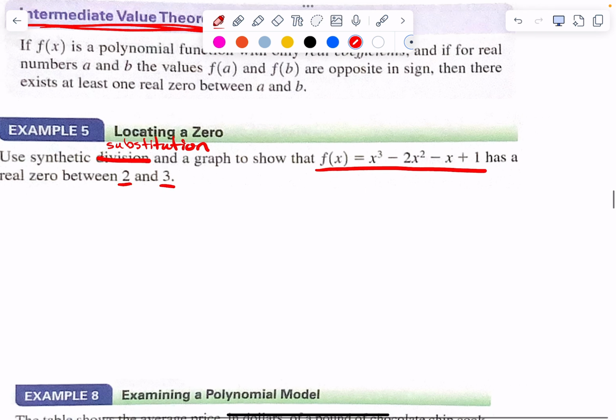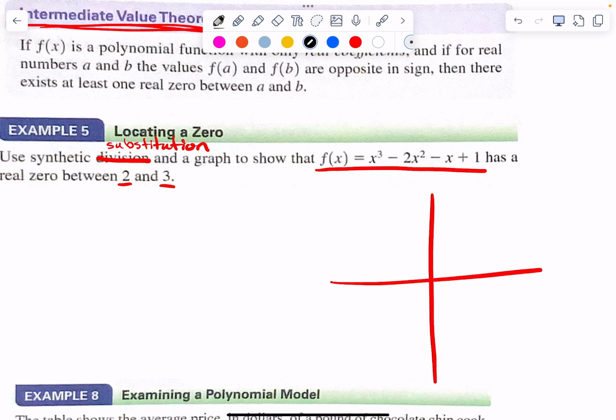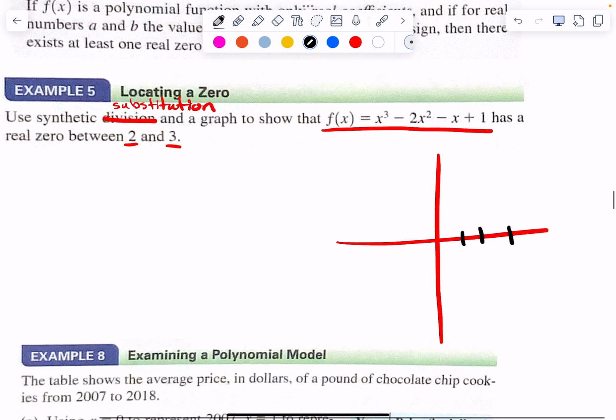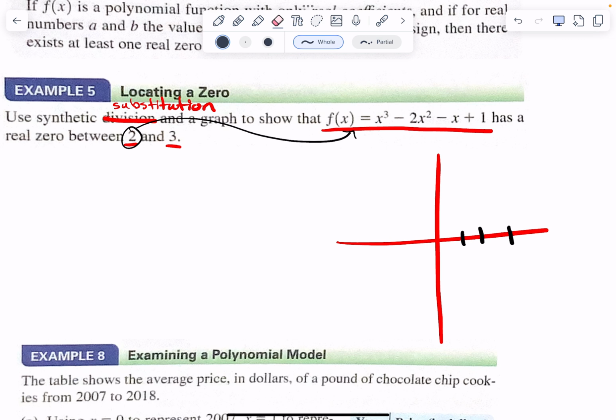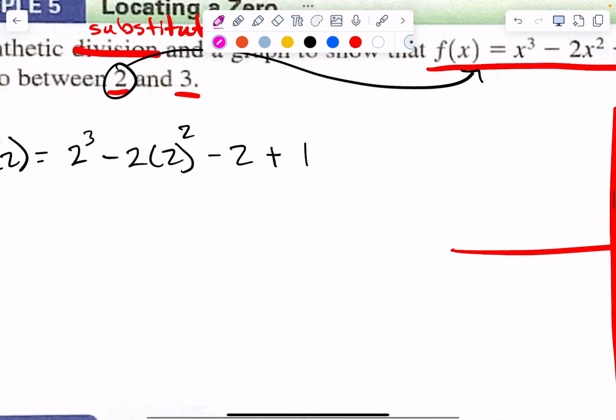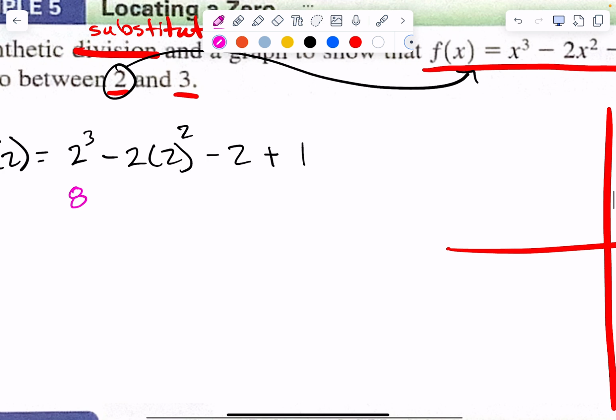All right, so here's the deal. If I'm looking at my graph here, 2 is here, 3 is here. I'm going to substitute, and I'm going to plug 2 in there. So we're going to find f of 2. If I do f of 2, that's 2 to the third minus 2 times 2 squared minus 2 plus 1. I can do some of this in my head. This would be 8 minus 2 plus 1. So negative 1.